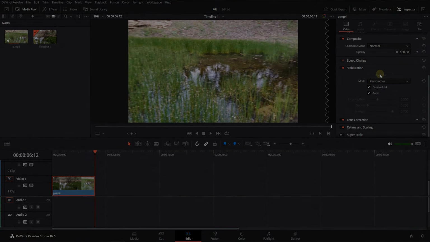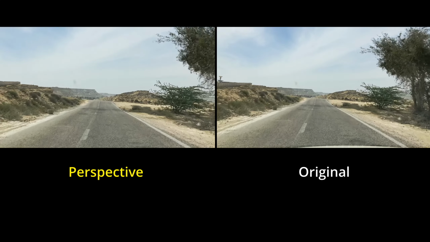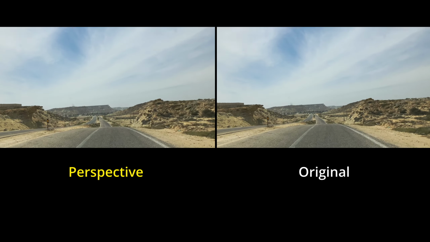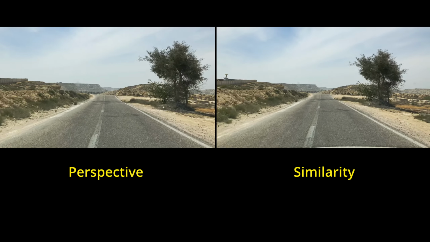Let's compare them. As you can see, here the tree and the sky are strangely shaking and waving. But in Similarity mode, this problem does not exist.